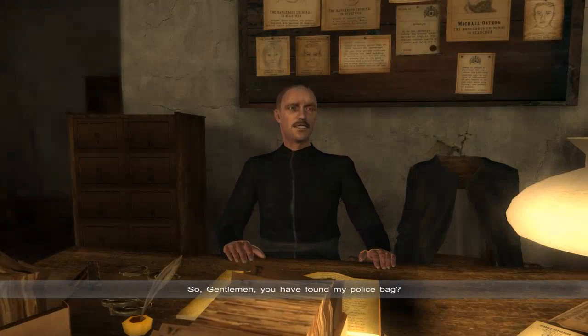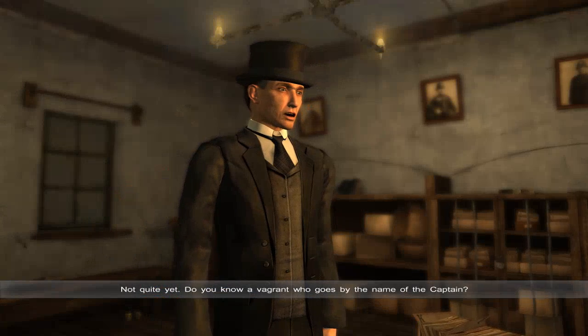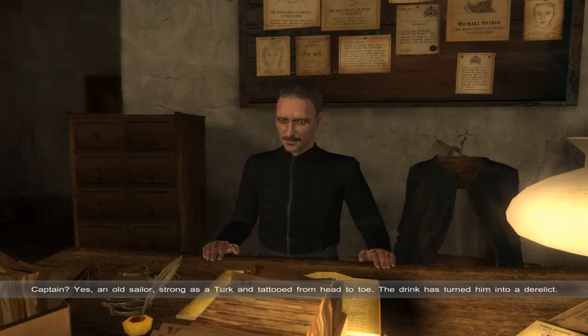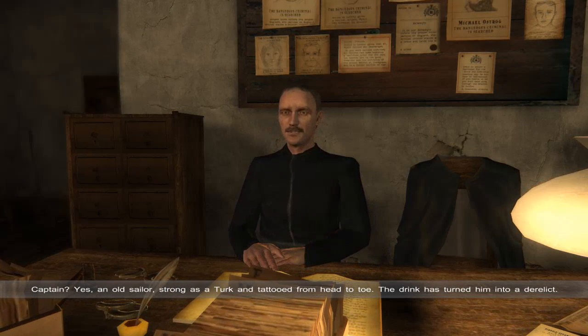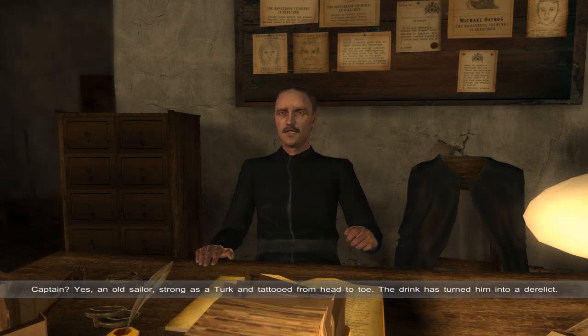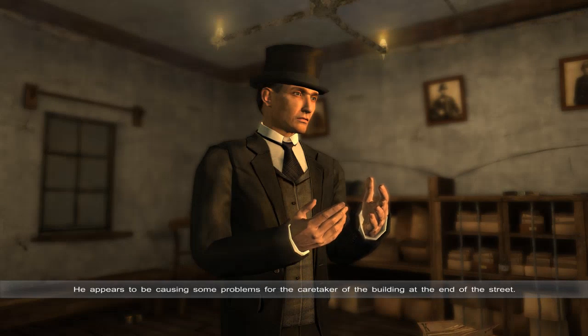So, gentlemen, have you found my police bag? Captain. Not quite yet. Do you know a vagrant who goes by the name of the Captain? Yes, an old sailor, strong as a Turk and tattooed from head to toe. The drink has turned him into a derelict. He appears to be causing some problems for the caretaker of the building at the end of the street.